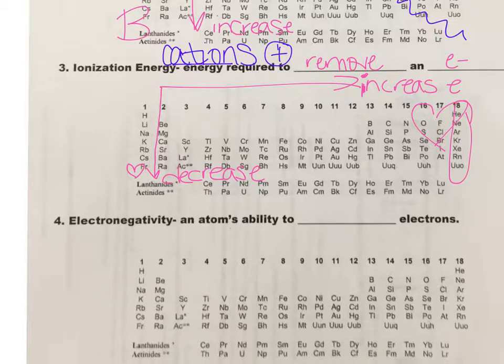Now, let's put this in terms of the why. Why is it increasing going across? Because their outer shell is full. That's your answer. You only have two possible answers: it is either Zeff or it is shielding effect.